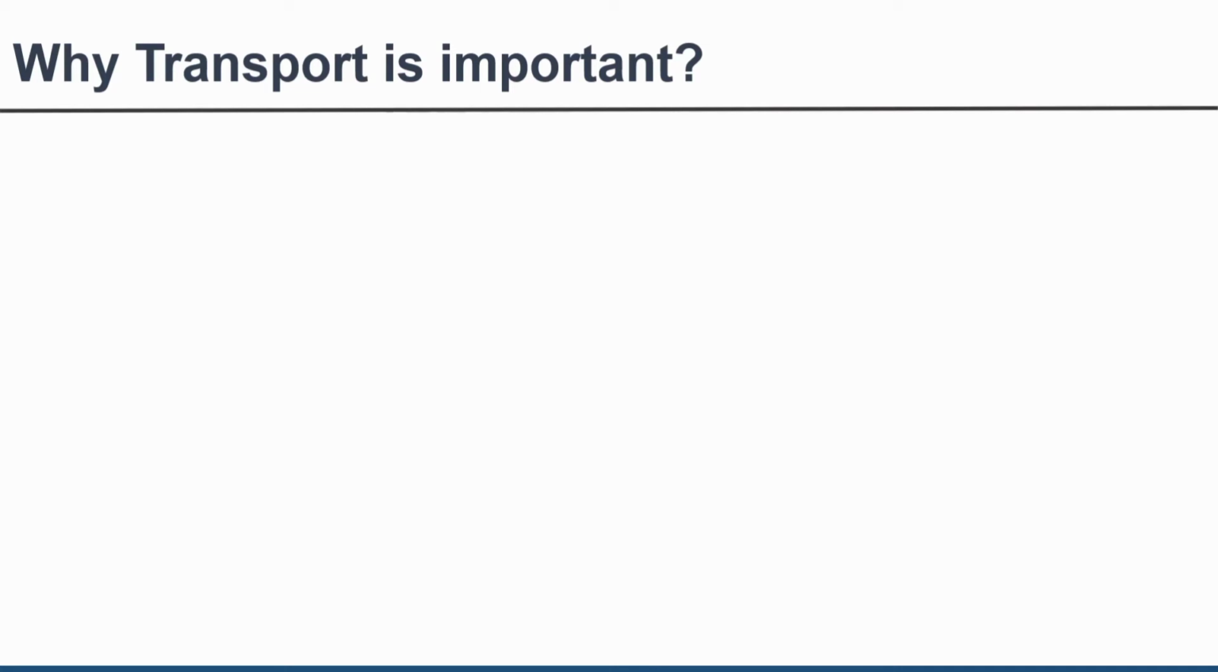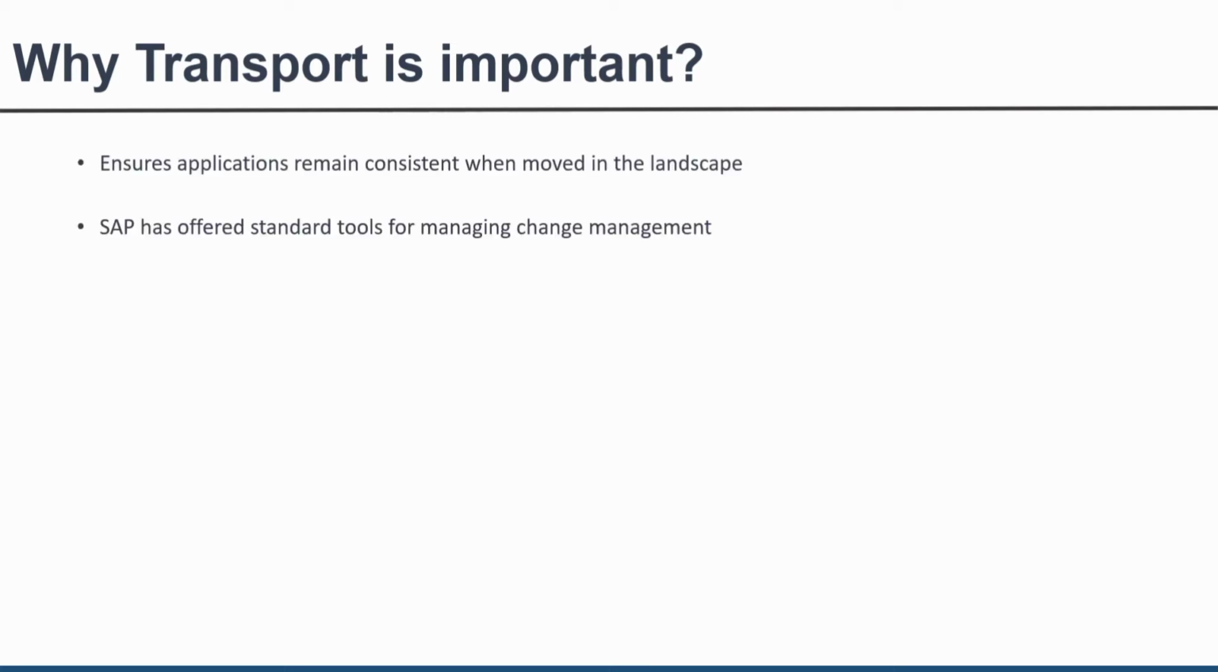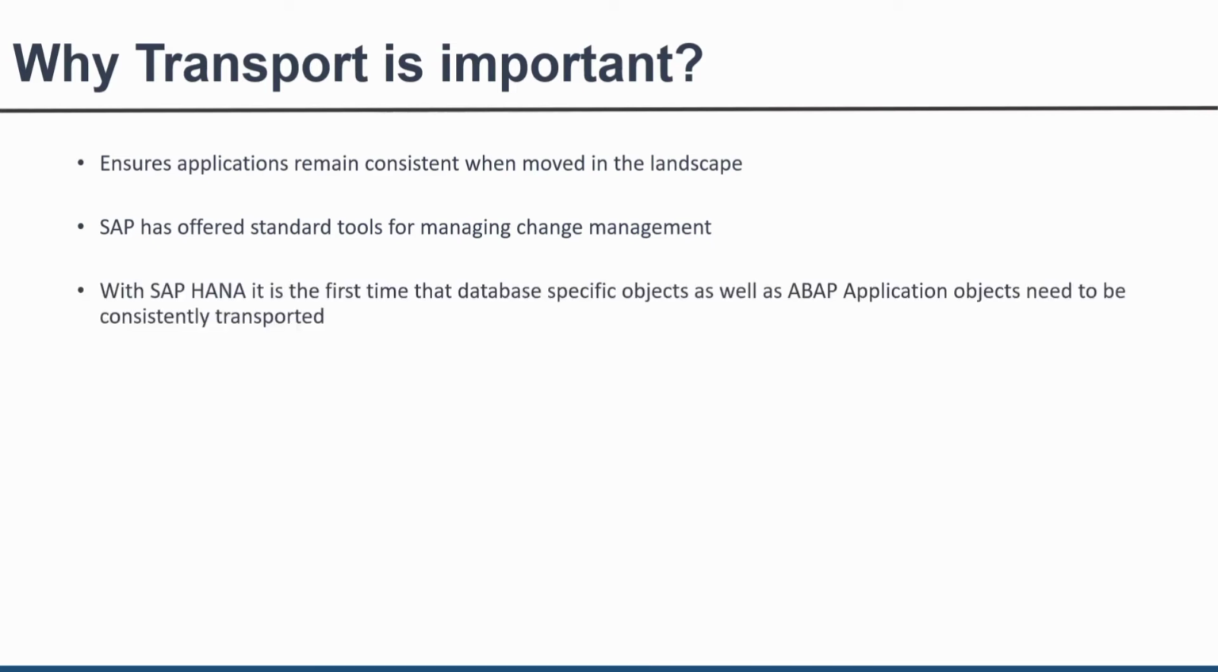So before we could begin, first of all, it is important to understand why transport is important. I'm sure you must be aware of transport management in SAP, which ensures the consistency of applications or development objects throughout your landscape. SAP has already offered some standard tools for managing change management. However, with the introduction of HANA, for the first time, you can see a combination of HANA objects plus ABAP objects which get transported from one system to another.